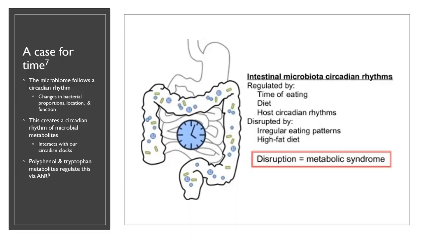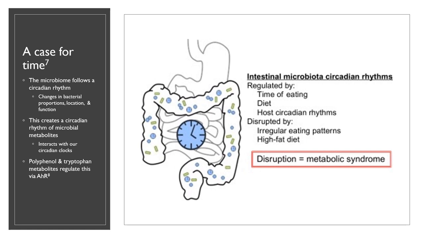Up to this point, we've talked a lot about food, different types of food that you can eat, nutrient sources, how they lead to metabolites that interact with our gut microbiome. Our microbes make other metabolites that attract other bacteria, et cetera. But we really haven't talked about time yet. And time is really important.